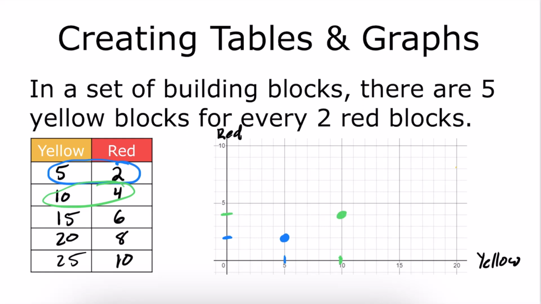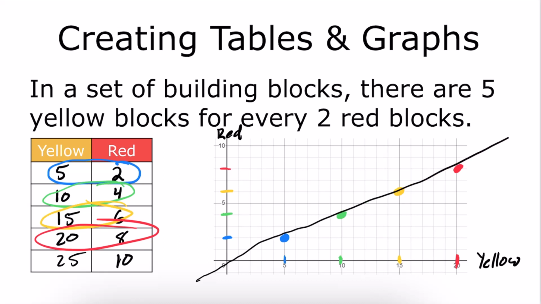And then if I have 15 yellow blocks and 6 red, that would be 15 on the yellow number line, 6 on the red number line. And this point would represent that. And then if I have 20 yellow blocks and 8 red blocks, I would go to 20 on the yellow number line, 8 on the red number line, and represent it with this point. And your students might notice that there's a pattern here where all of these dots end up forming a straight line. And you can use that straight line to predict how many yellow or red blocks there might be for a number that's not in your table.